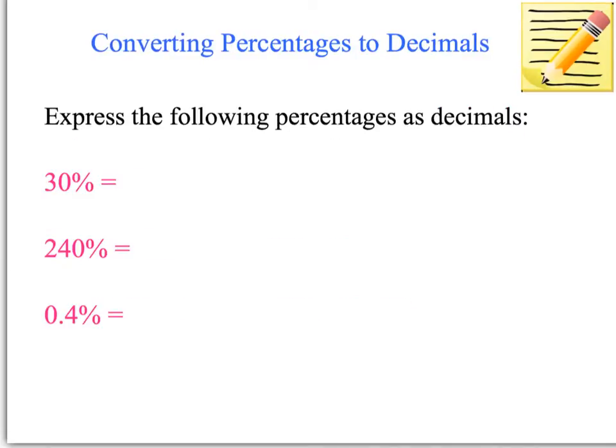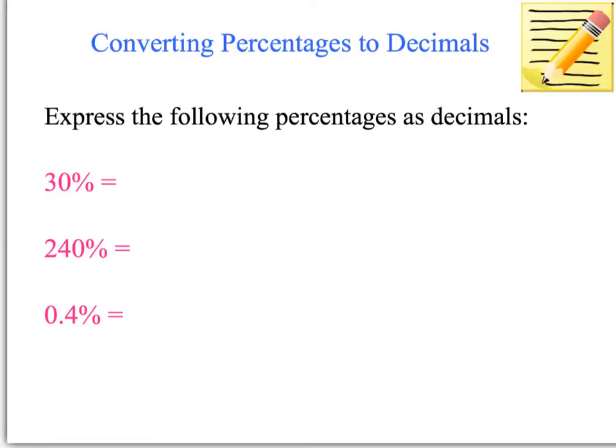Now you can have a go at this yourself before I explain it, so pause the video if you want to have a go yourself. If you need more explanation, then I will explain it to you now. Okay, so you need to express the following percentages as decimals. Remember, to convert percentages to decimals, we divide by 100.